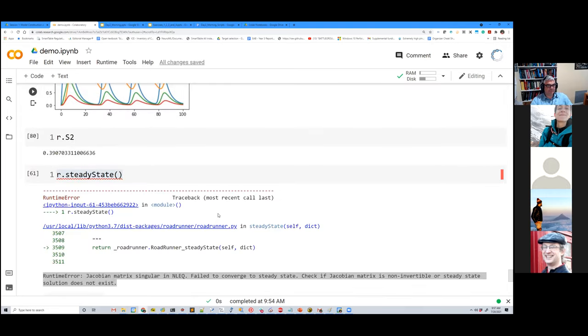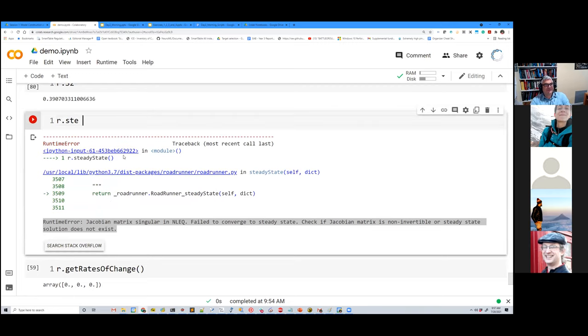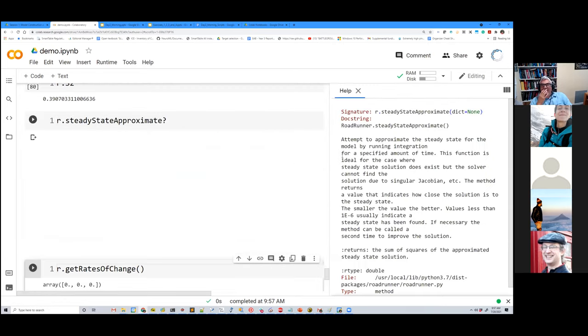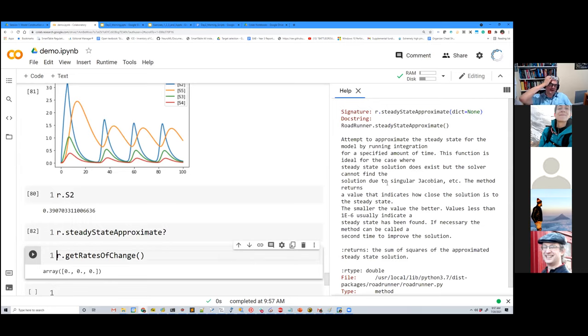Okay. The latest question is, what is the difference between steady state functions, like steady state versus steady state approximation? That's a very good question. I didn't even know this function existed. What this one does is attempt to find the steady state by running a time course integration. I think Kiri put this in, because sometimes even the steady state will fail, but you're convinced there is a steady state. And so you use this to try to forcibly find it by running a time course simulation. So the mathematics aren't working out, but if you just run the model and the rates go to zero, then that must be it.